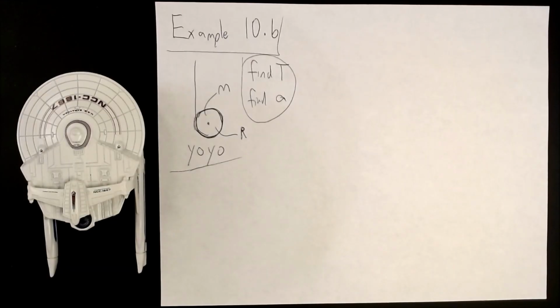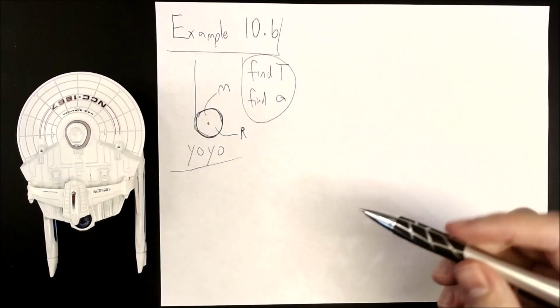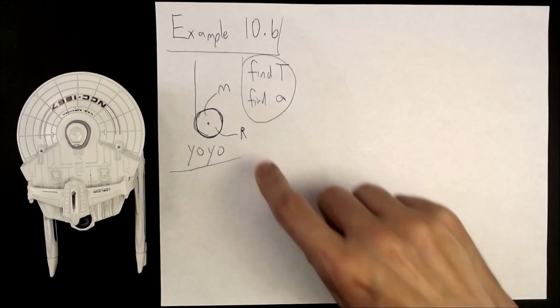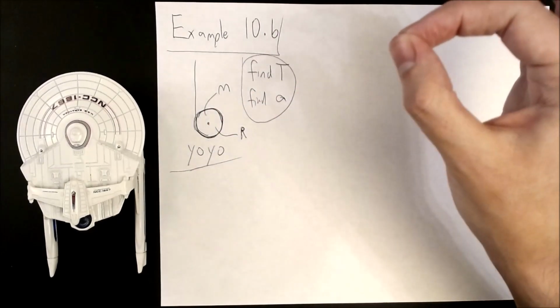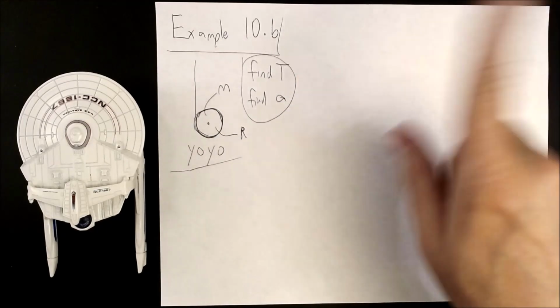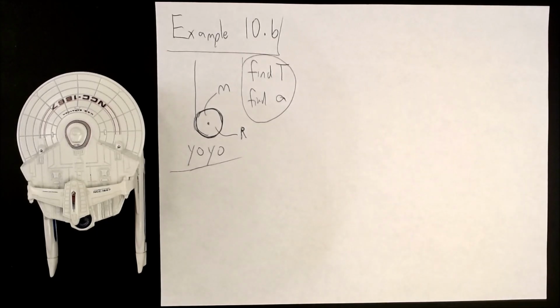Here's the next example, example 10.6. We've got a yo-yo on the end of a string, as yo-yos often are. If you have a yo-yo, go ahead and start playing around with it and see what you can do with it. If you hold the string in your hand and let the yo-yo unravel, unwind down, you'll see that the yo-yo does not fall at 9.8 meters per second squared. It falls slower than that.